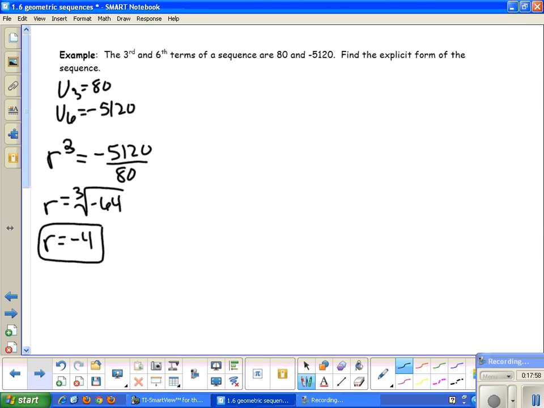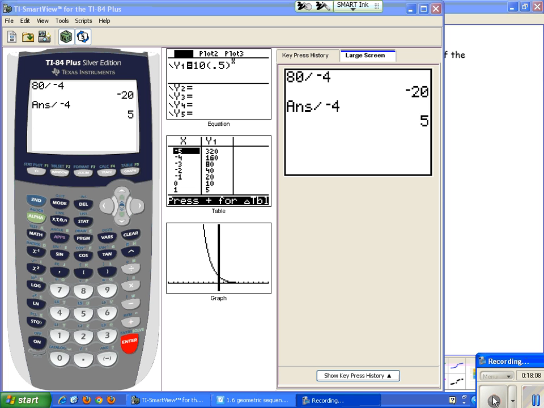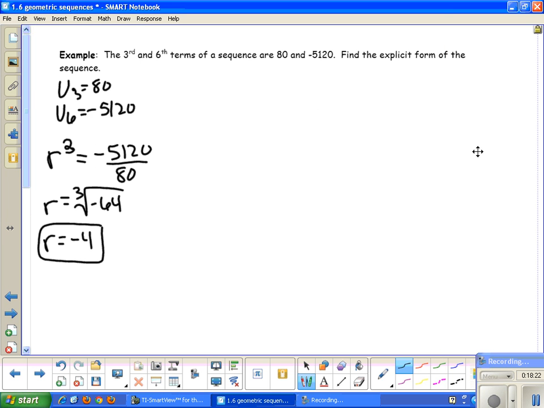So now that I have that, I can find my first term. So I can find my first term by dividing 80 by -4 twice, and that would give me my first term. So just to show you the next way, if I did 80 divided by -4, I get -20. And since I divided once, I know this is my second term, so divided by -4 again, and that gives me my first term. So I know my first term is going to be 5. Or you can use your formula in order to figure it out.